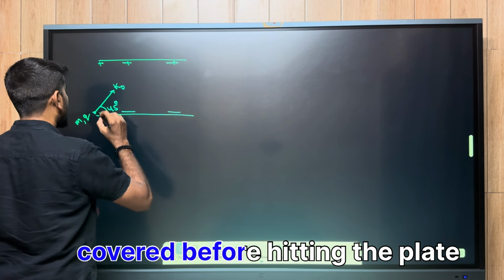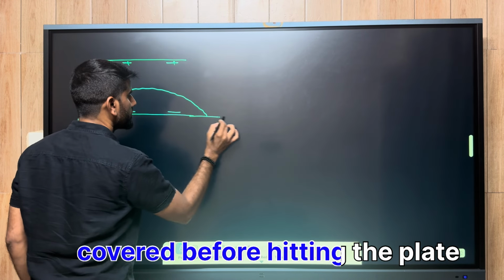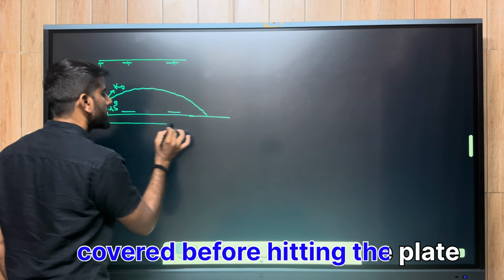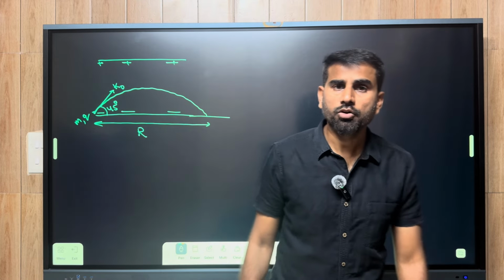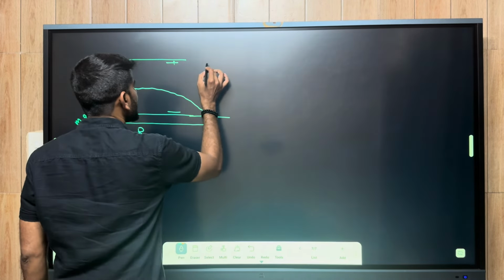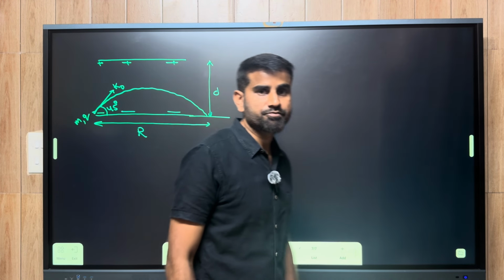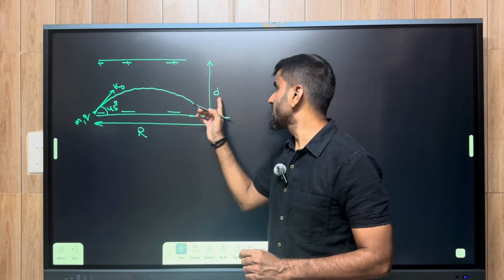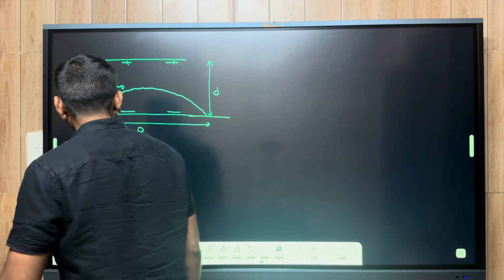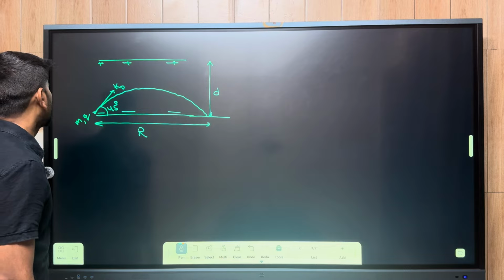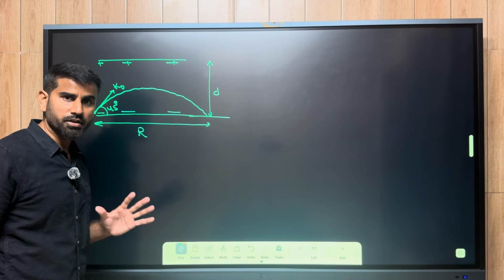As it goes like this, it hits the plate again, right? We are asked to find this distance, which is nothing but the range, that we already know. But the condition is that we are given the separation between the two plates as d. So we need to express this range in terms of d. Am I clear? Right. Now, for this particle, the maximum possible height is d only, right? Do you agree with me?